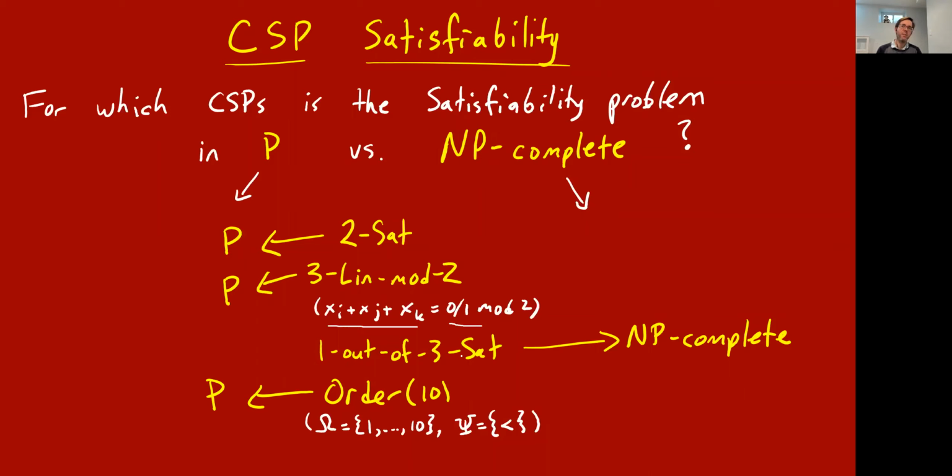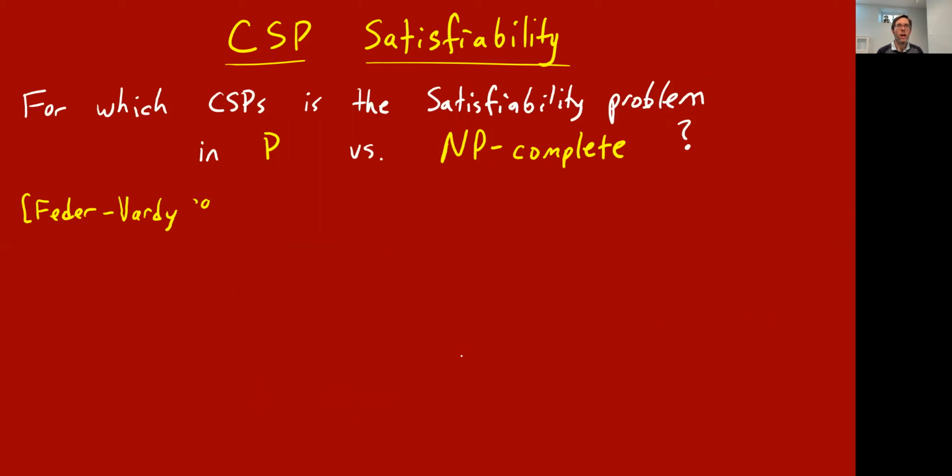Okay, so you can see that there are lots of different kinds of CSPs, and sometimes their satisfiability problem is in P, and sometimes it's NP complete. What's the deal? So let me tell you a little story about this situation.